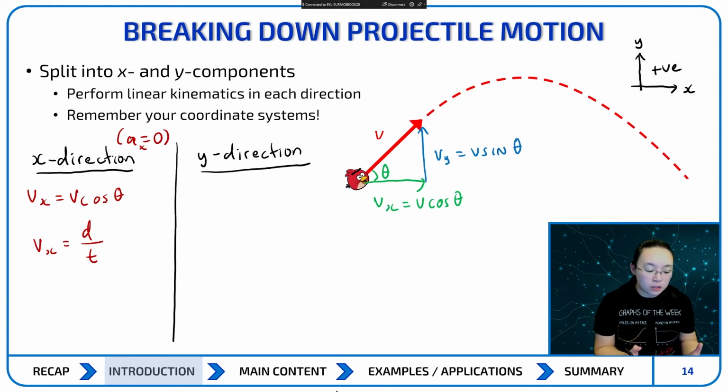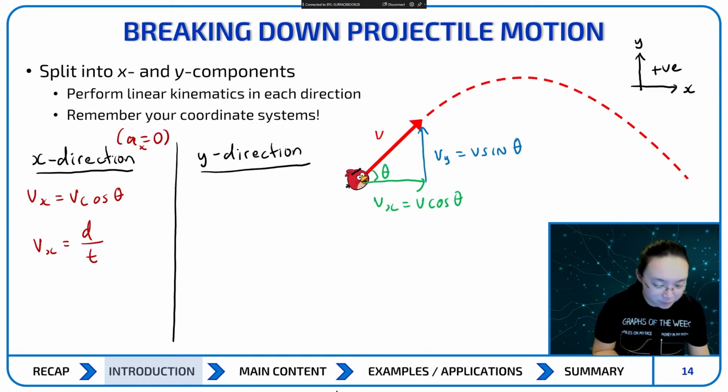In most cases, you would have to solve for Vx, d, or t, specifically t, and then use the value for t and move it to the y direction, because the only thing that is shared between the two directions is your time.